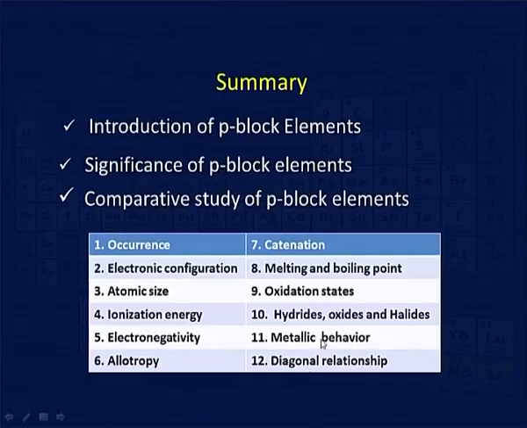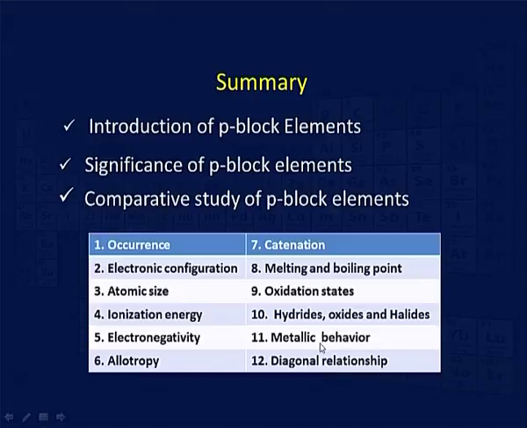The oxidation states of the elements of the p block were discussed, and it was found that fluorine has the oxidation state fixed at -1. However, the rest of the elements of the halogens, chlorine, bromine, iodine, have a variation from +2 to +5, including this -1 state. The hydrides, oxides and halides were discussed.